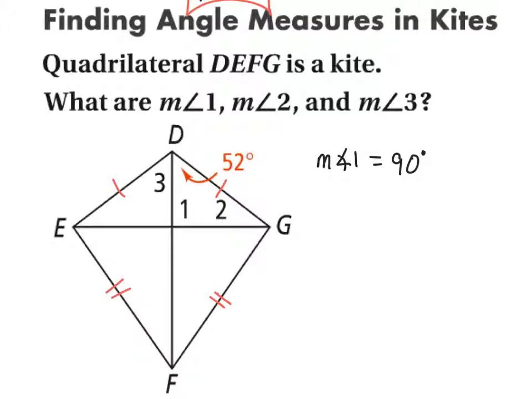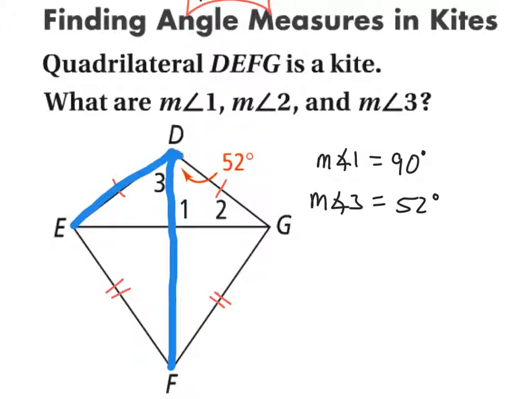What's the other one that we can immediately say the answer for? Angle 3 is 52 degrees. The measure of angle 3 is 52 degrees because the vertex diagonal right here bisects the vertex angles. Of course this is a vertex angle there. If this one's 52 degrees, this one must be 52 degrees.